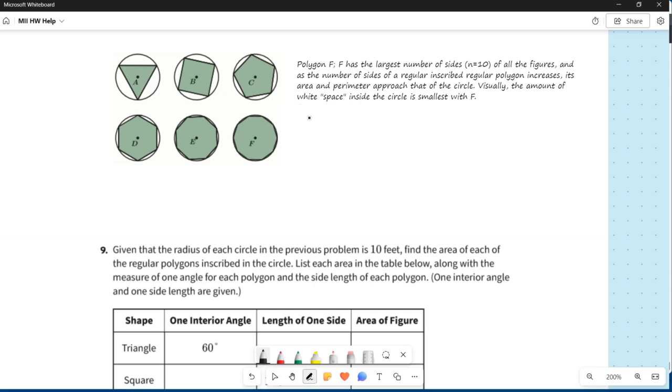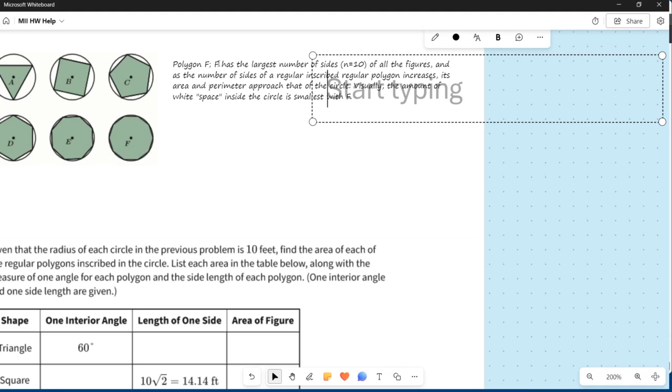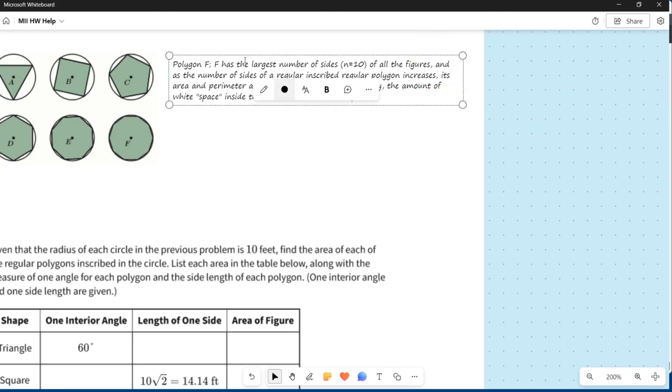So take a look at this. Our answer here is going to be polygon F, and the reason is, again, F has the largest number of sides between A, B, C, D, E, and F. It has 10 sides. And as the number of sides of a regular inscribed polygon increases, its area and perimeter approach that of the, I guess we can specifically say, no, there we go.